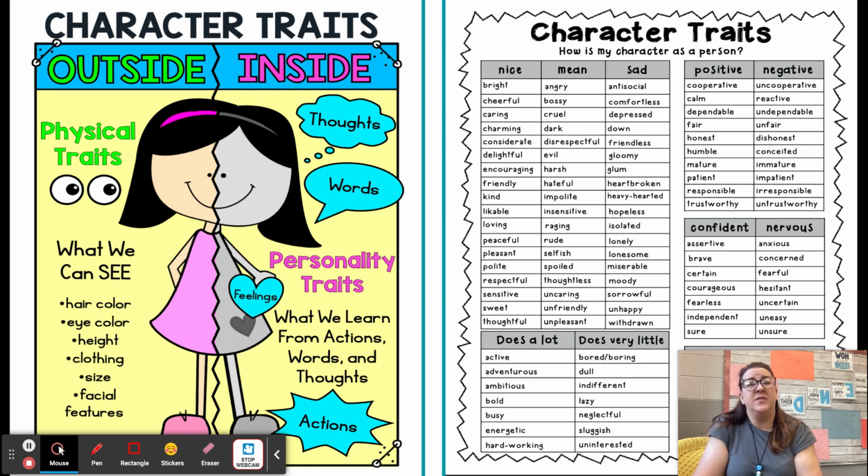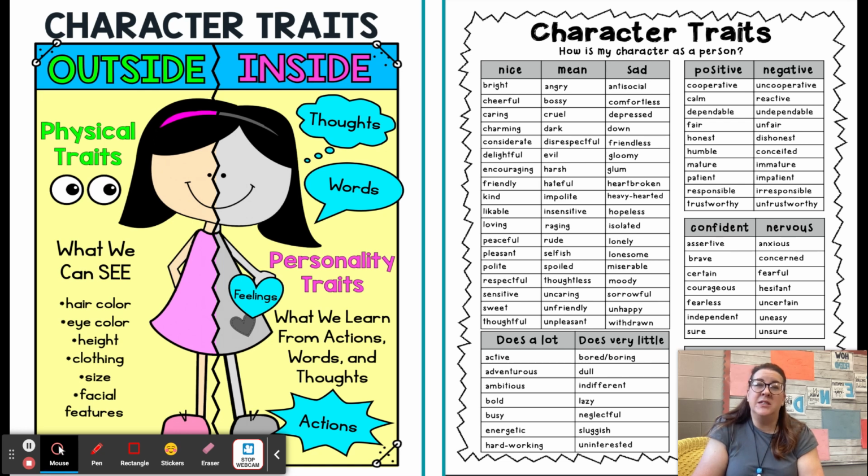But we also have inside traits. That's the thoughts of the character. We can learn how the character feels and what they think by their actions and their words. And often, when we think about character traits, we usually come up with words like nice or mean or sad. For example, we would say August is nice, or Summer is nice, and Julian is mean.